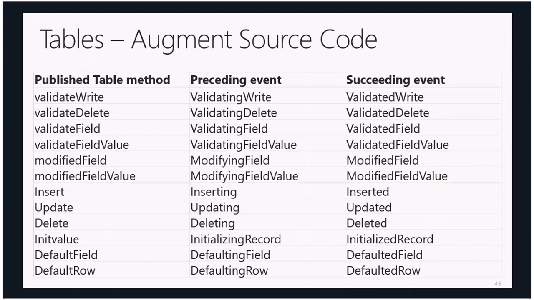As you can quickly see, the events ending in "ing" is the event that precedes the method, and the one ending in "ed" happens after it is completed. So for example, if you wanted to hook some code into the insert method, you can utilize the inserting event to write code before the insert, and the inserted event to write code after the record is already committed. There are more events than this, including a set of events specifically related to data entities and validations that can be very useful.